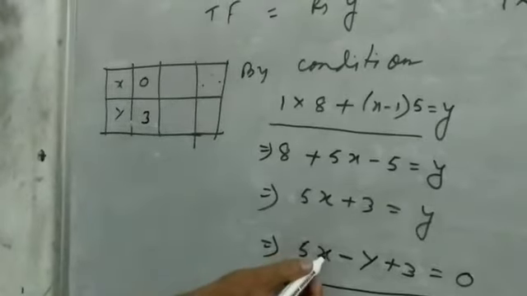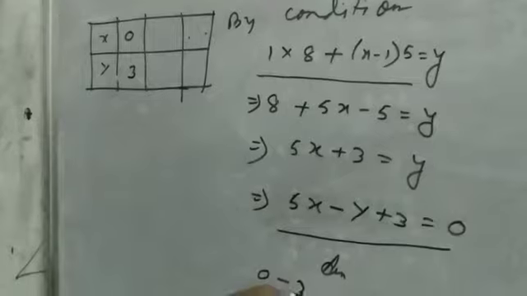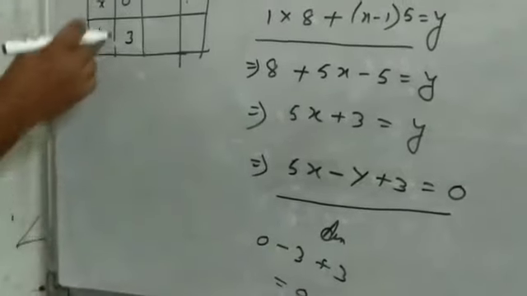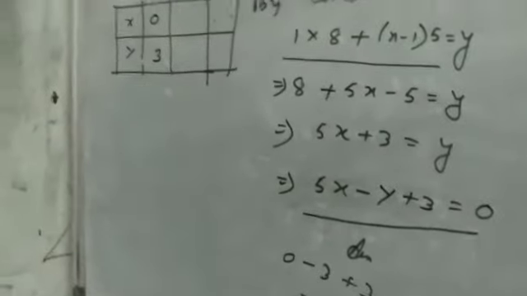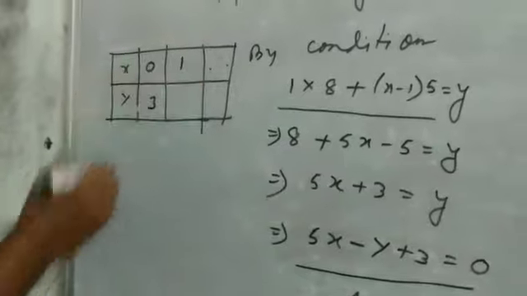Now you see x is 0 means 0 into 5 is 0. The y value we suppose is 3, then plus 3, that is equal to 0. Means what? This is one solution.